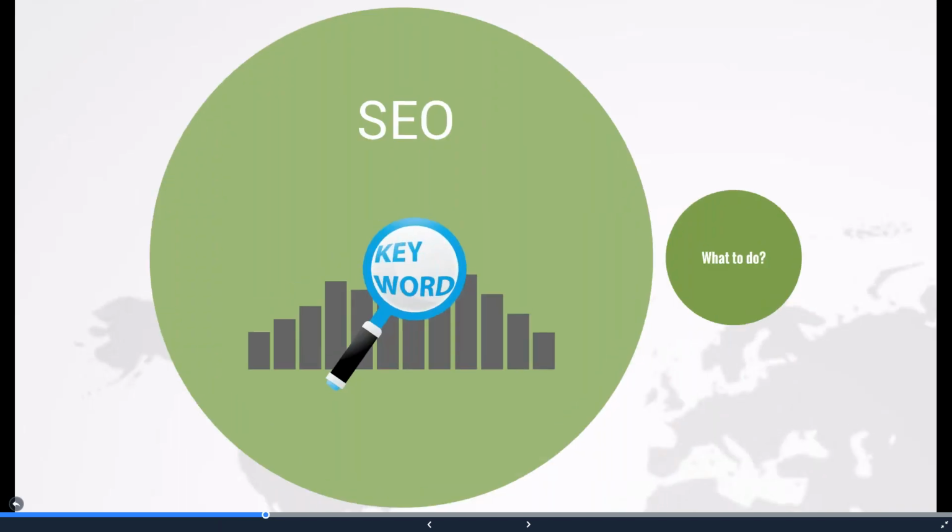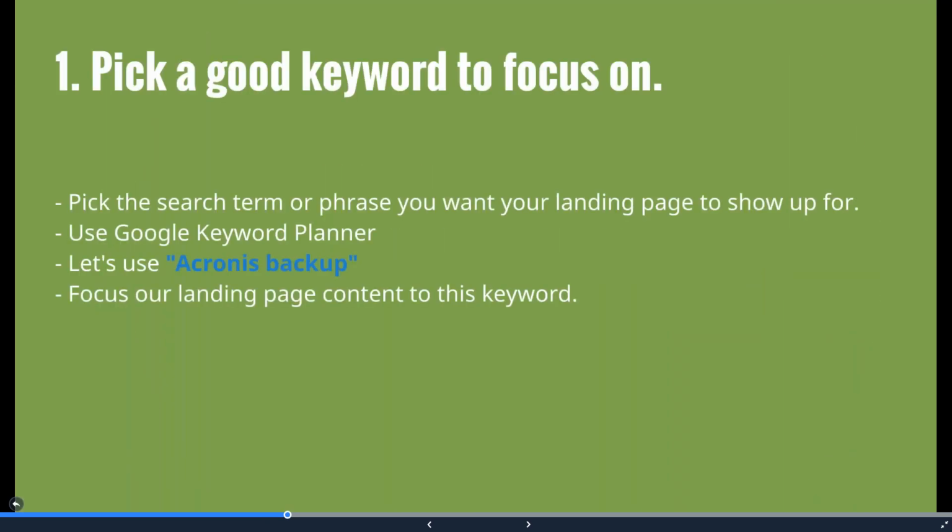Now the SEO, or search engine optimization, and some tips on what really matters to rank on top of the Google results. First of all, pick a good keyword to focus on. The first step is to pick the search term or phrase we want our landing page to show up for. In our example, we see the keyword Acronis Cloud Backup, and we want people to find us when they search this specific keyword.